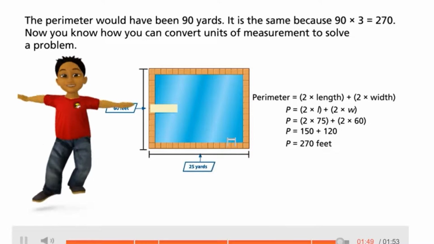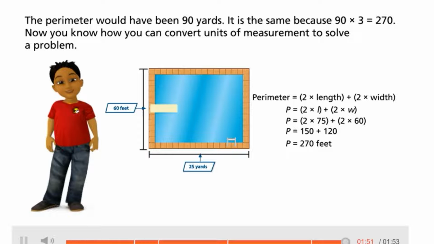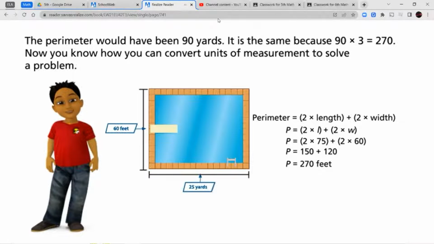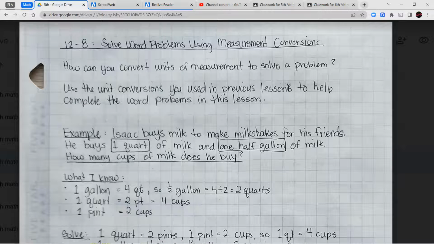Now you know how you can convert units of measurement to solve a problem. All right, let's go ahead and jump into our notes. So 12-8, solving word problems using measurement conversions. How can you convert units of measurement to solve a word problem? Now, use the unit conversions that we've learned so far in the previous lessons. You can hop back into your notes to see all of those measurement conversions.